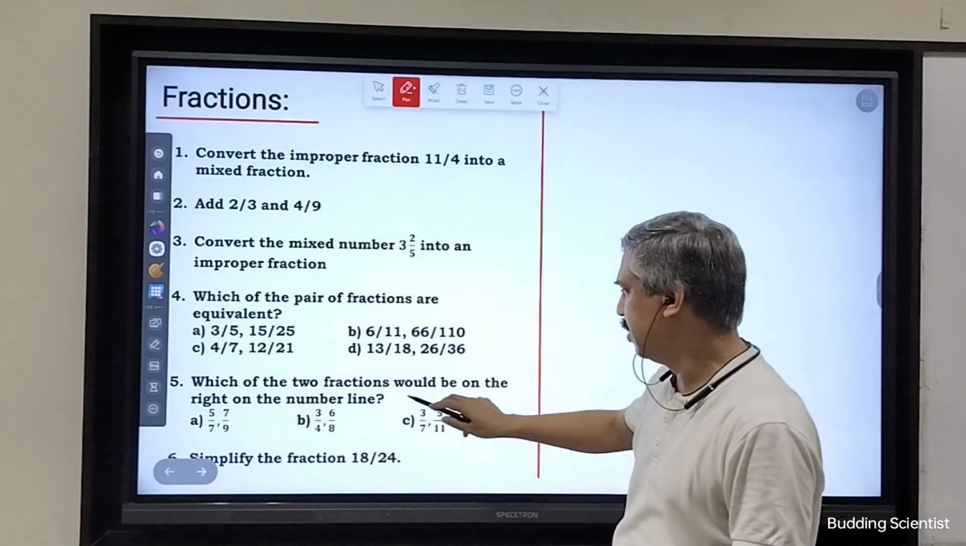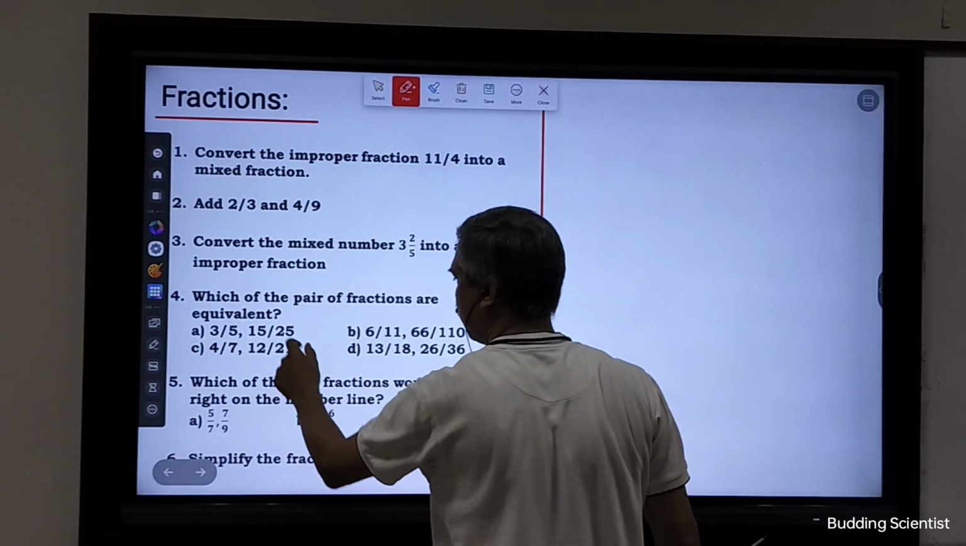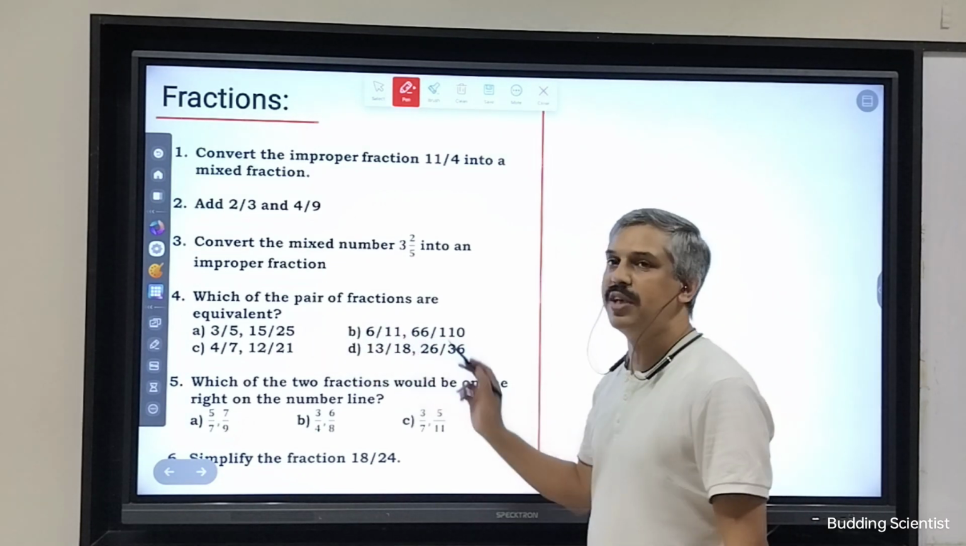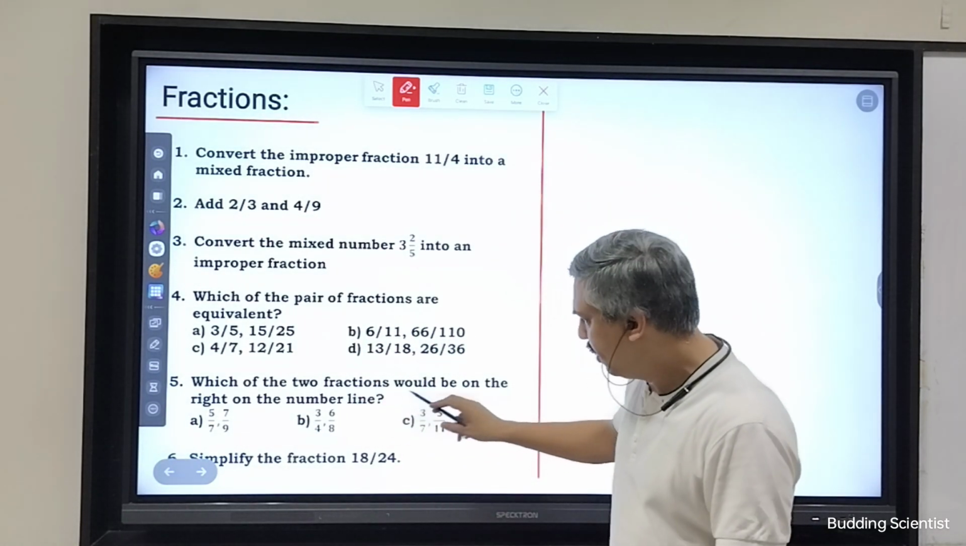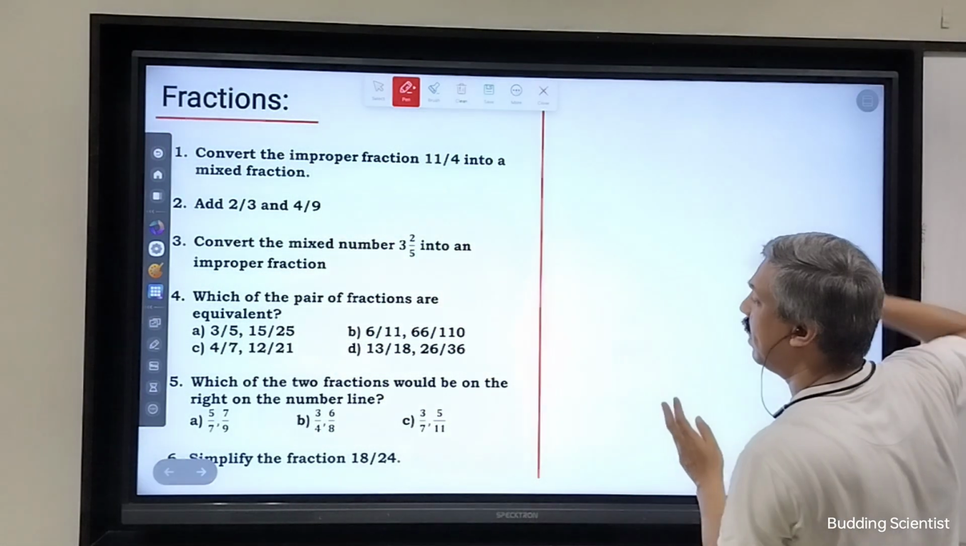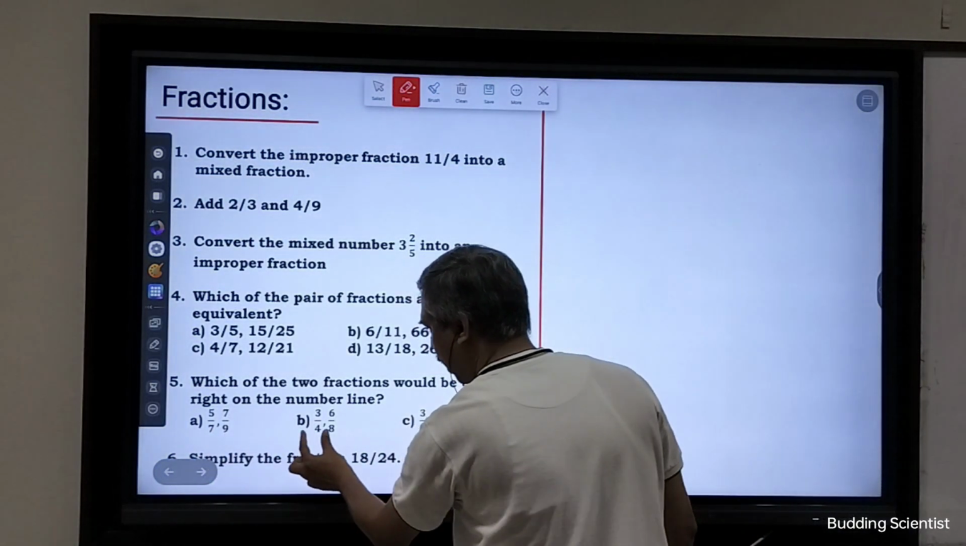Which of the two fractions would be on the right of the number line? Like I said in the previous question as well, is it equivalent or not? Then we checked in B which is greater. Here on the number line, what is on the right hand side is the greater fraction. So whichever is greater will come on the right hand side. Now we'll see denominators are not equal.